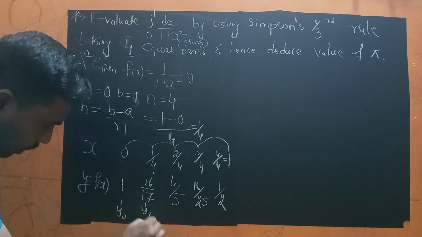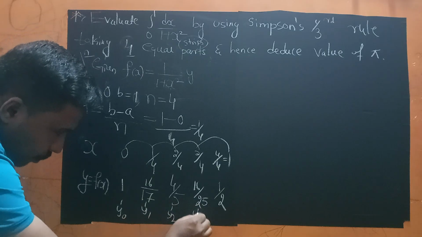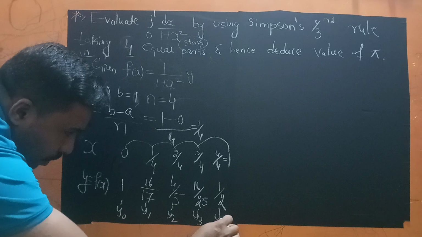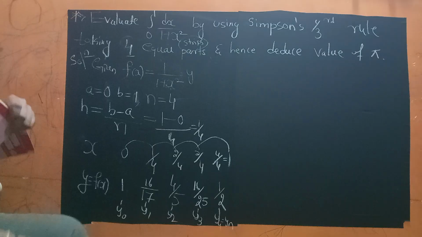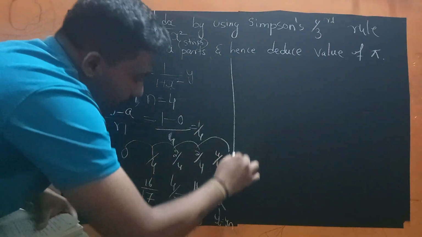These are the corresponding y values, and in the standard notation we denote them as y0, y1, y2, y3, y4. Y4 is nothing but yn, the last value. Instead of expressing in fractions, you can also express these values in decimals, as per your convenience. So these are the basic prerequisites to go for Simpson's 1/3 rule. Once we are ready with all these, we go for Simpson's 1/3 rule.